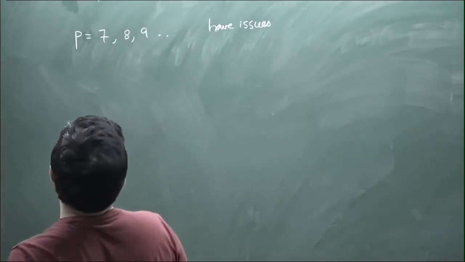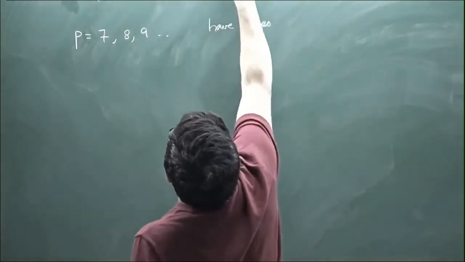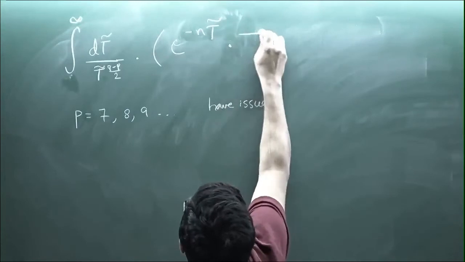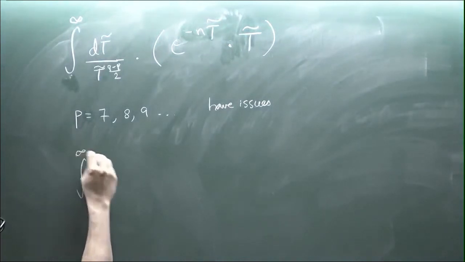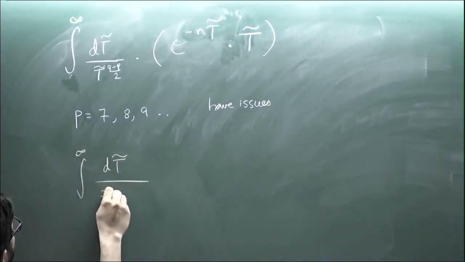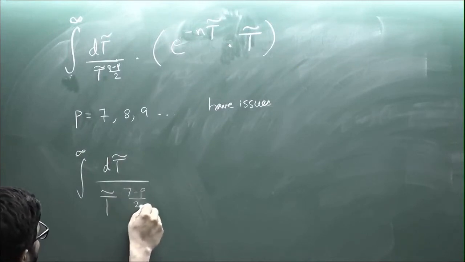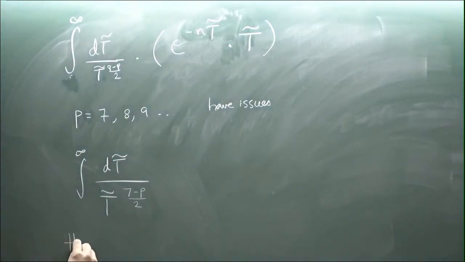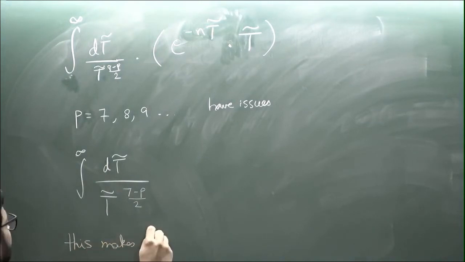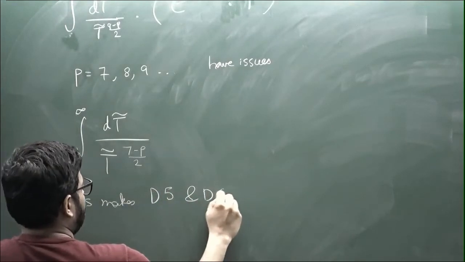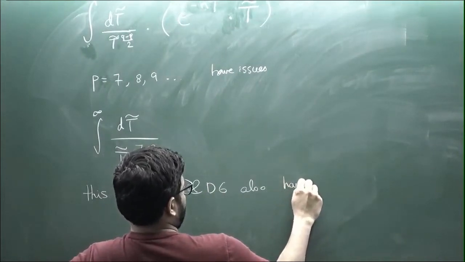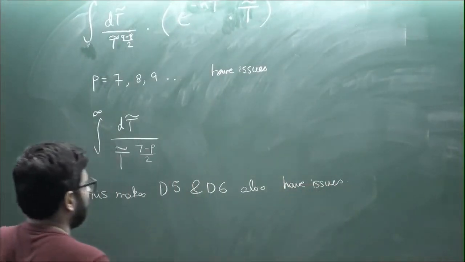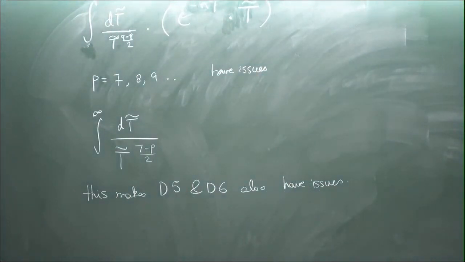But once you get this double pole, now you don't get just some eigenvalue and t tilde. You get an extra power of t tilde here because of this derivative. So you end up getting dt tilde over t tilde to the (7 minus p)/2. This makes the D5 and D6 also have these infrared issues. There is no physical interpretation for this. This analytic continuation seems to give you this answer.